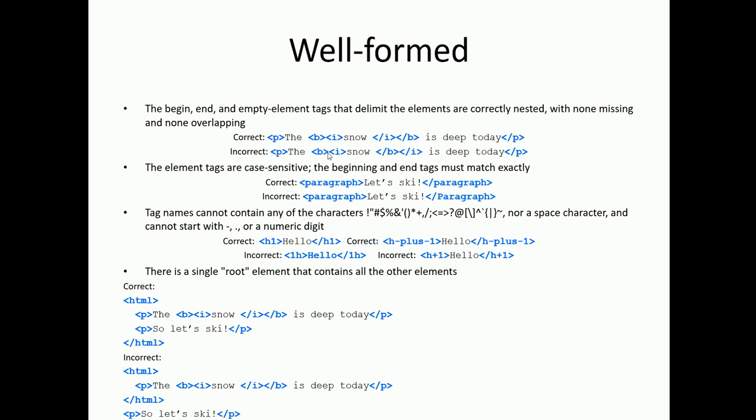The second example is not well formed because we have the start of a B tag and the start of an I tag, but the B tag terminates before the I tag, so the I tag is not properly nested within the B tag. That's malformed. Elements are case sensitive. The beginning and end tags must match exactly, so this is a well-formed element: the paragraph start tag and end tag match each other. In this case, it is malformed because the start tag is a lowercase p, but the end tag is an uppercase P.